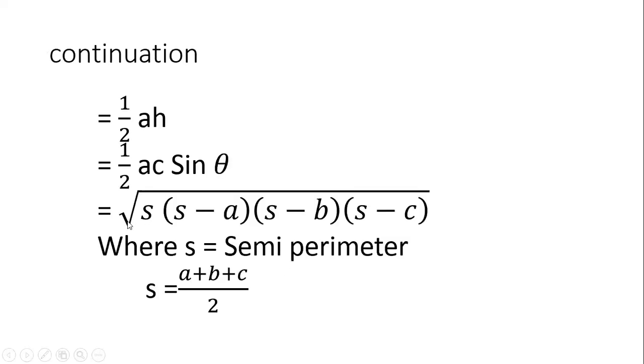Another formula is the square root of x into x minus A bracket, x minus B bracket, x minus C bracket, where x is the semi-perimeter. We made mention of the perimeter the last time as side 1 plus side 2 plus side 3. That's A plus B plus C. Now, semi means half, divided by 2. So when you substitute that, you can also have the area of a triangle.